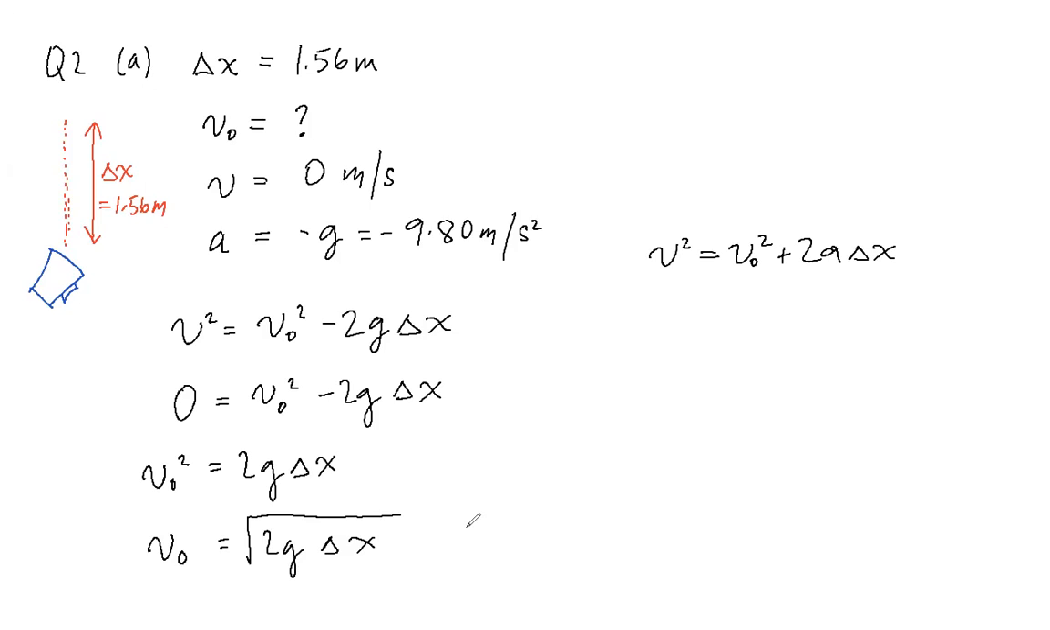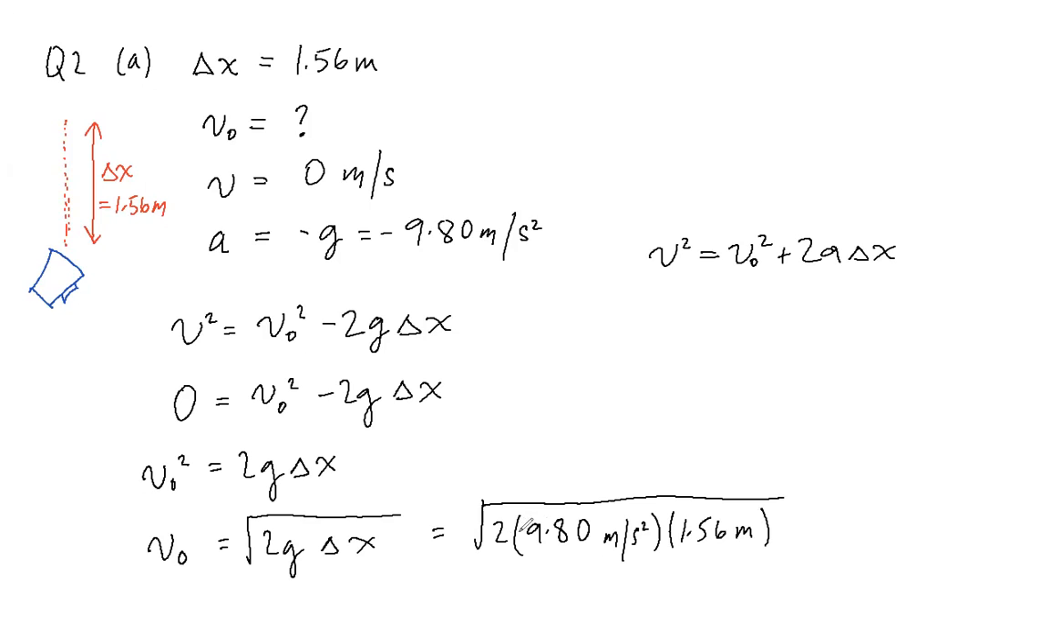So now we can plug in our numbers here. So this is going to look something like the square root of 2 times 9.80 meters per second squared. And then we have delta x, which is 1.56 meters.